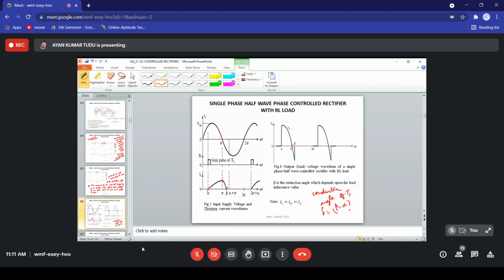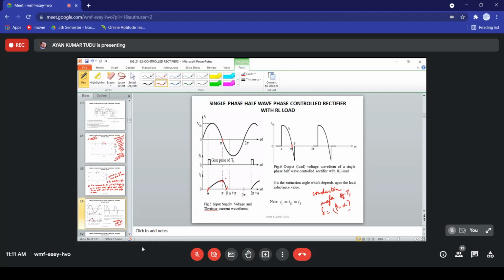And I1 that we have shown here would obviously be equal to the load current I0, that is equal to our IS. I1 is nothing but IT1 actually. So I1 is the current through the thyristor. Okay, so I1 equals the load current, and that is also equal to our supply current at the transformer secondary side.